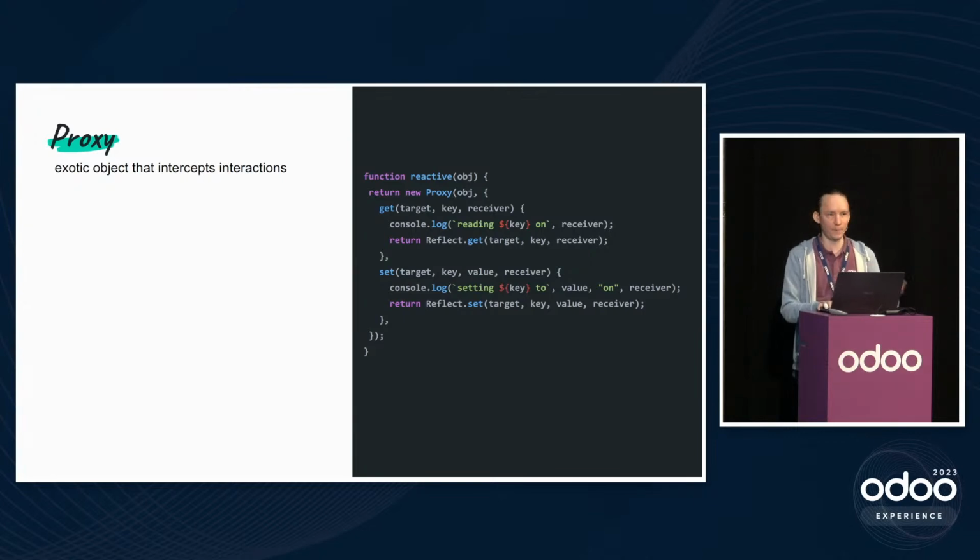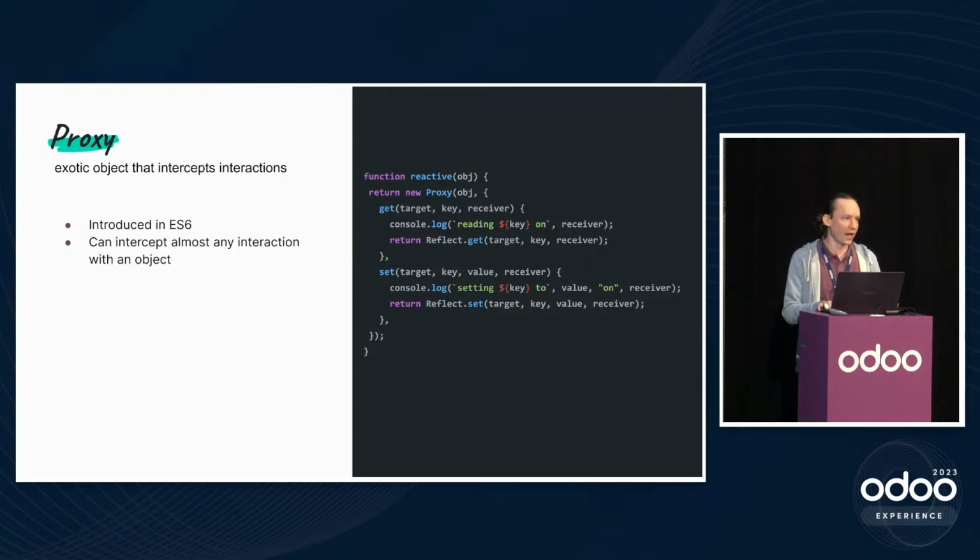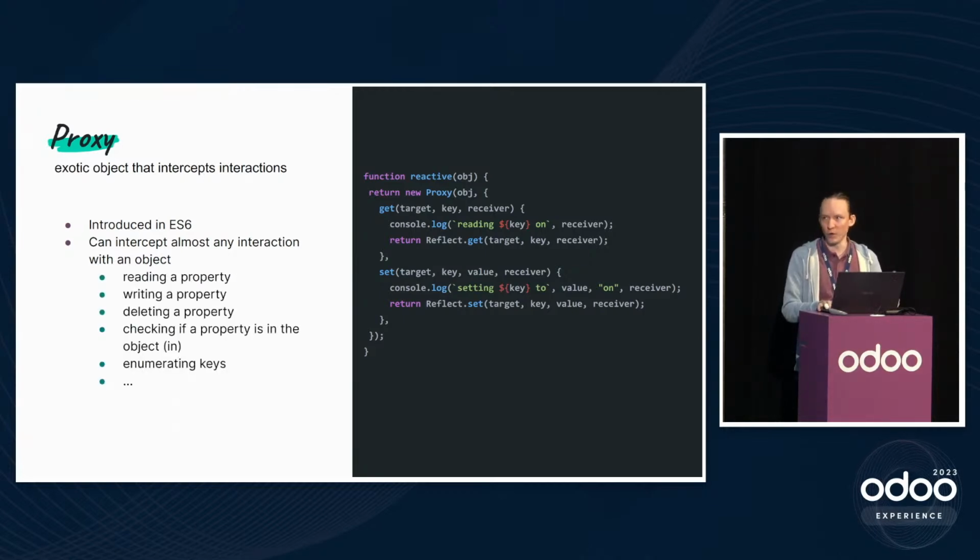And the main piece of the puzzle to understand how this works is proxy. Proxy is this sort of magic class that was introduced in ECMAScript 6, so around 2015. It's not really brand new anymore. And so now we can use it extensively, and it's very well supported. It's a type of exotic object that acts as an intermediary between an object and whatever other code wants to interact with that object, and it can intercept almost any interaction that you would have with that object. And that includes stuff like reading properties, writing properties, deleting properties, and many, many more.